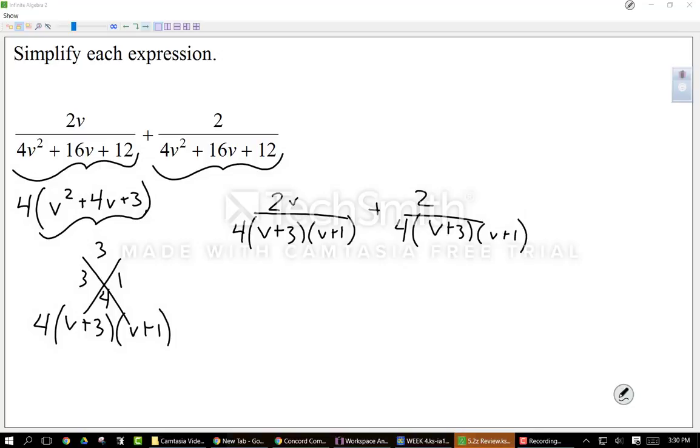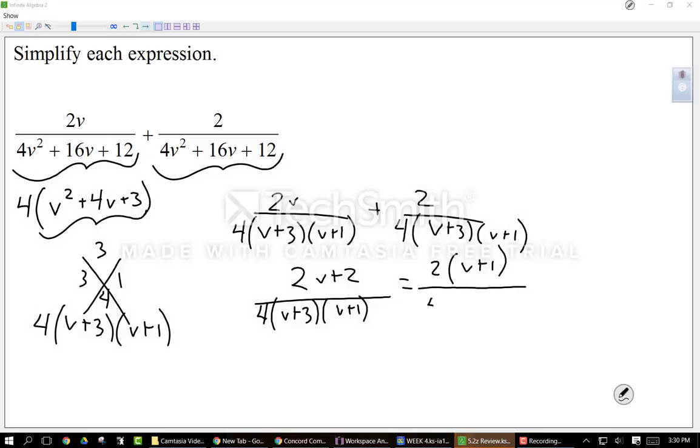Now let's add the numerators together. I get 2v plus 2 over 4 times v plus 3, v plus 1. But my numerator is not factored. I can pull out a 2. I'm left with 2 times v plus 1 over 4 times v plus 3 and v plus 1. Now if I look at it, my monomials here can all be divided by 2. So this goes away, this becomes a 2.